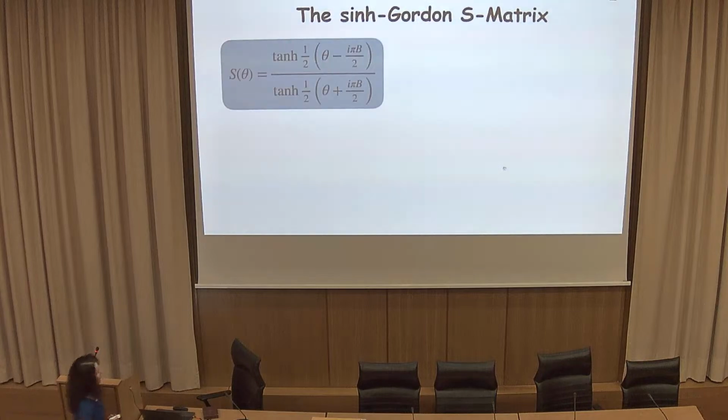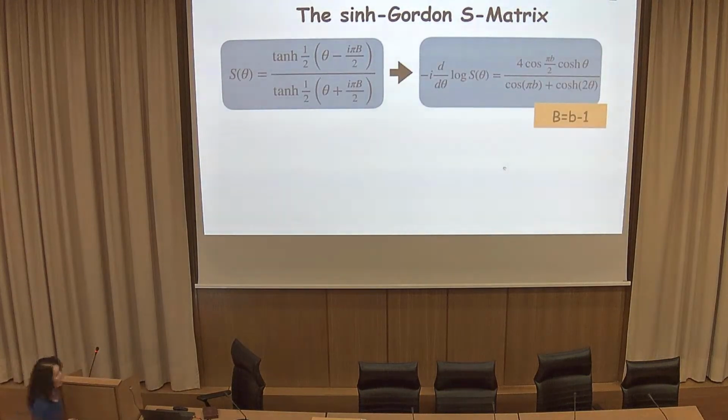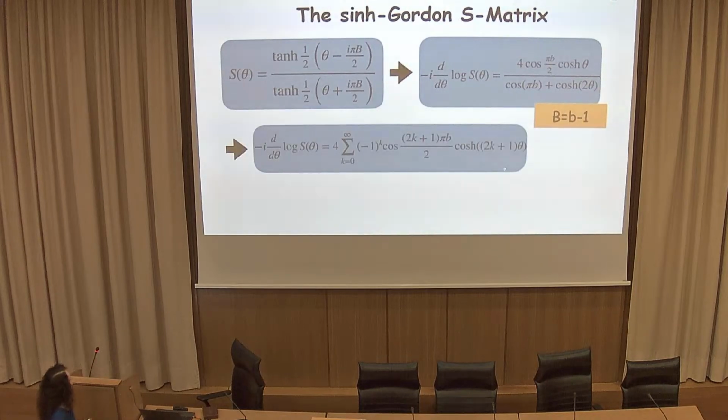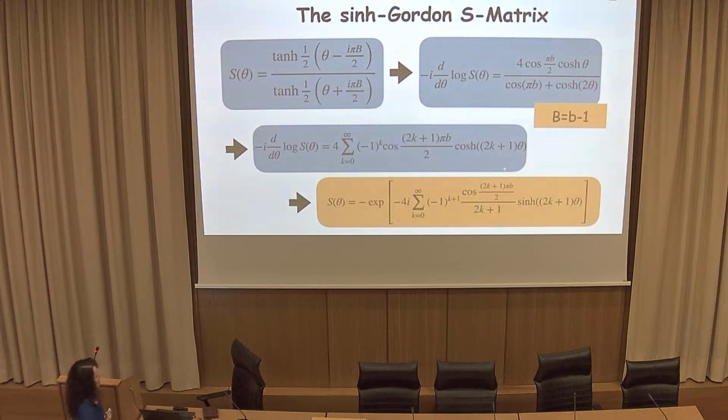So if you take this S matrix and you do something very simple, you take the logarithmic derivative of the S matrix. Here we put this little b, which is capital B plus 1, just to make the formulas a bit nicer. You take that function, you expand these functions for small theta in powers of exponential of theta, and you get an expansion like this. If you symmetrize in theta, you get that kind of expansion. You can do this with Mathematica, it's very simple. Then you can just integrate this back, and you get a formula like this.